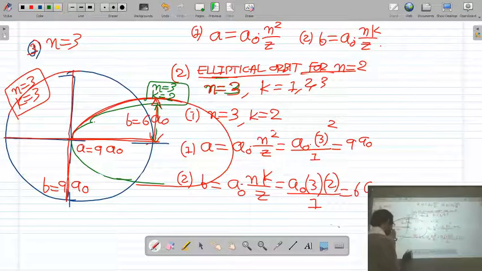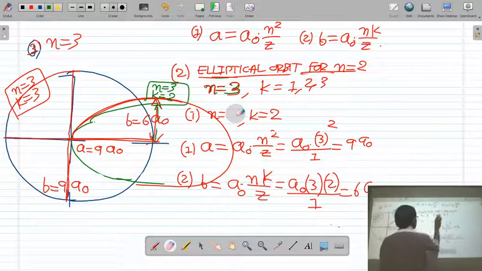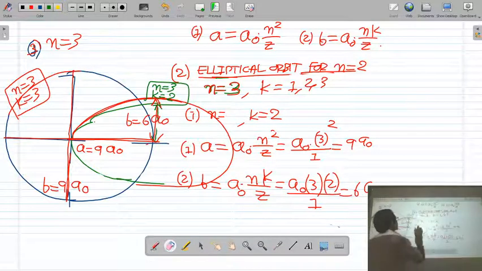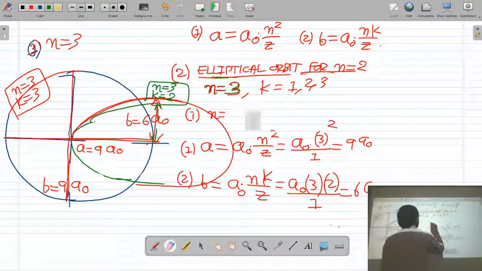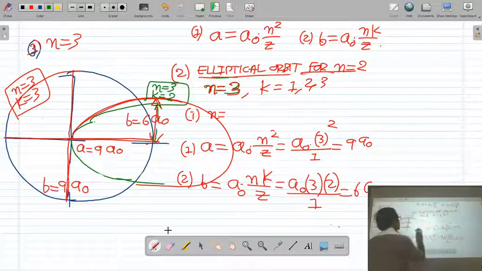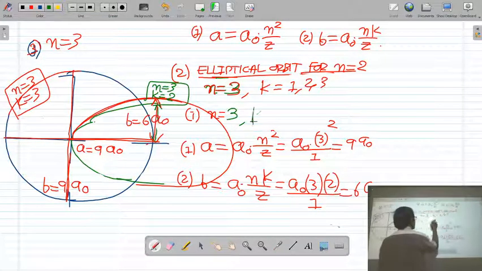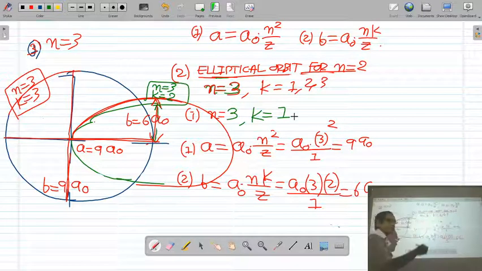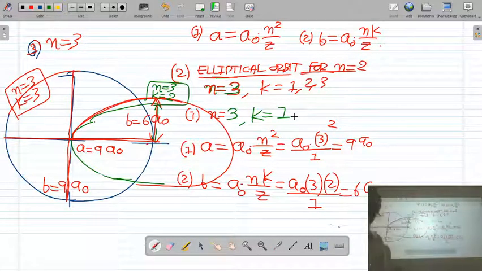And lastly, let us take n equal to 3 and k equal to 1. Let us see what will be the elliptical orbit for n equal to 3 and k equal to 1.